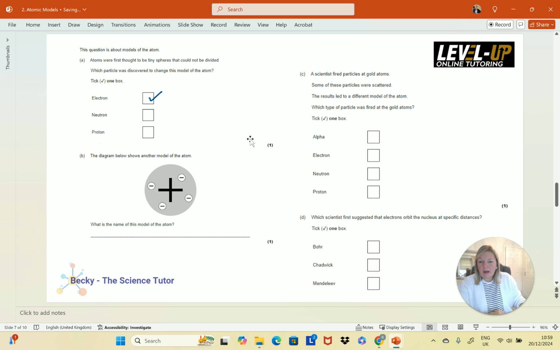Part B, the diagram shows another model of the atom. What is the name of this model? So you're going to see in another question little sort of diagrams of the models. It's worth just trying to lock in what they look like so you can identify them. So here we've got the plum pudding.